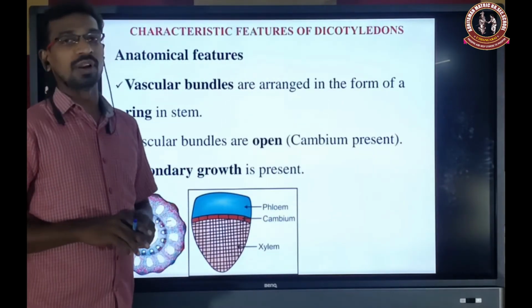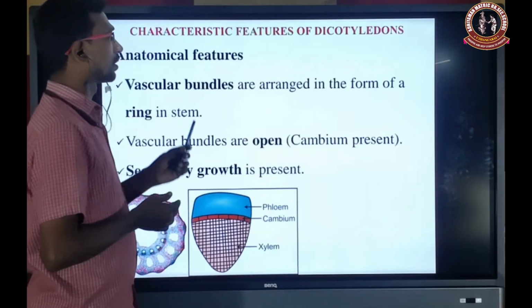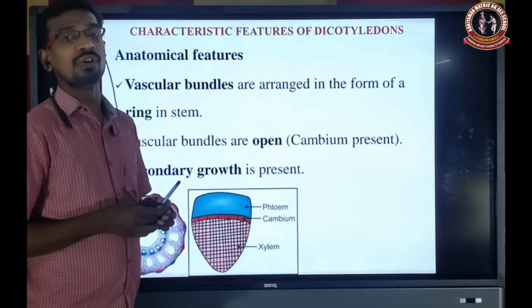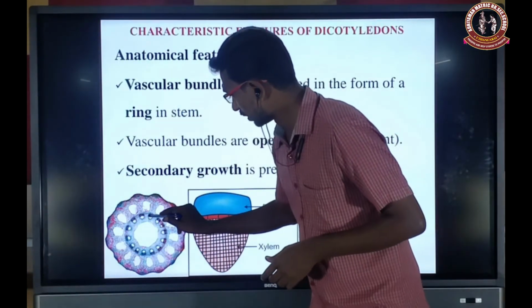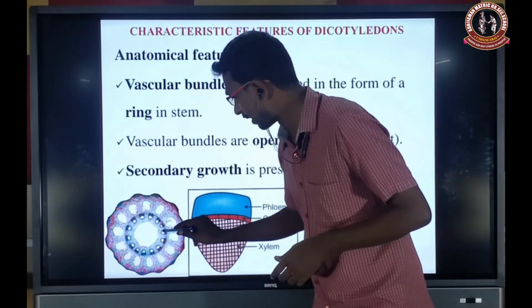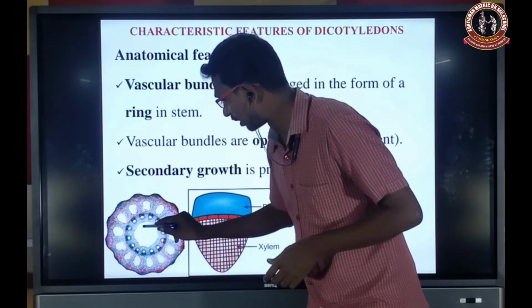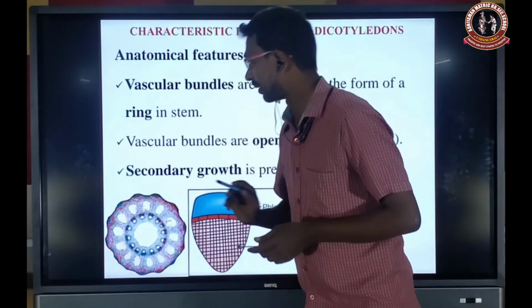Next, anatomical features. The morphological features are over. In anatomical features, the vascular bundles are arranged in the form of a ring. That is the eustele condition. One, two, three, the bundles are arranged in a ring-like structure around the pith. The white region in the center is the pith.